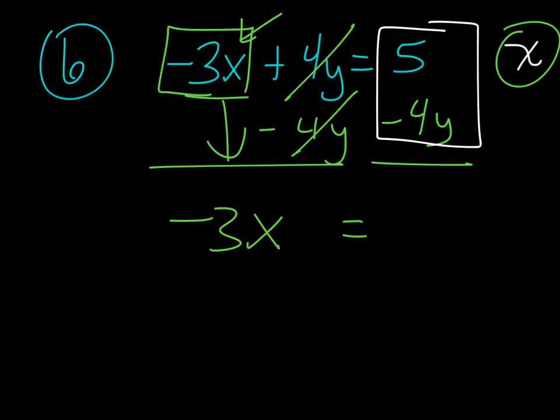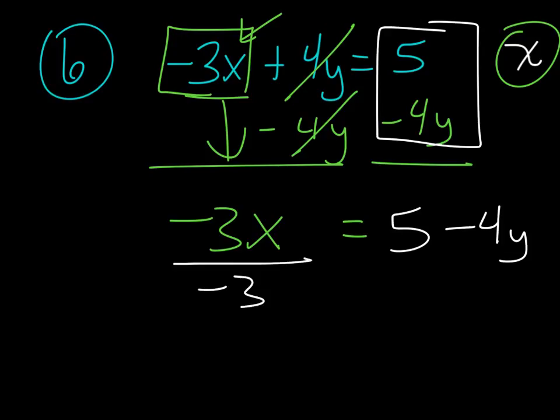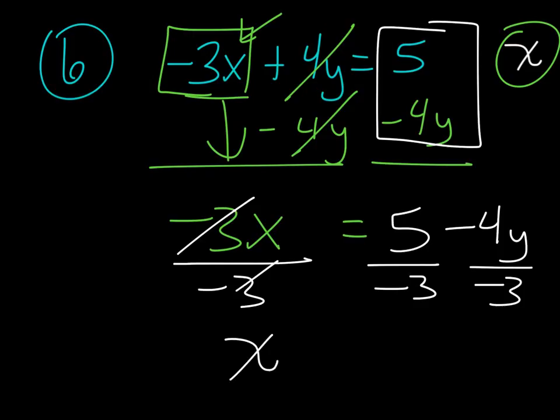5 is positive minus 4y. Now you have 2 terms on this side. You're then going to divide by negative 3. Don't add the 3 because it's negative 3 times x. But you have to divide every term by negative 3. And you're left with x equals.